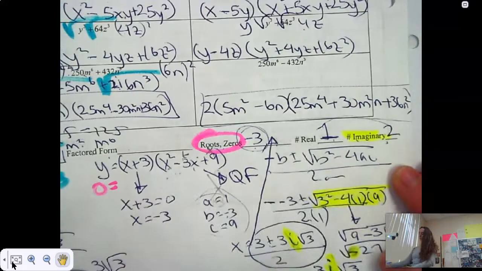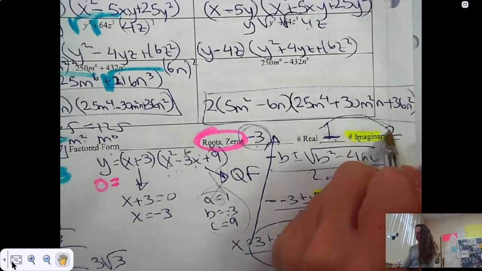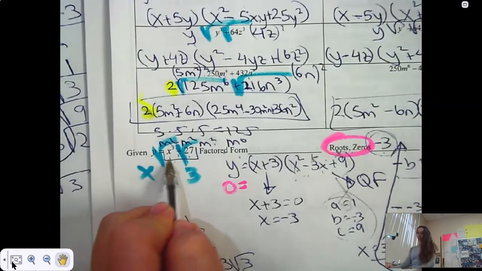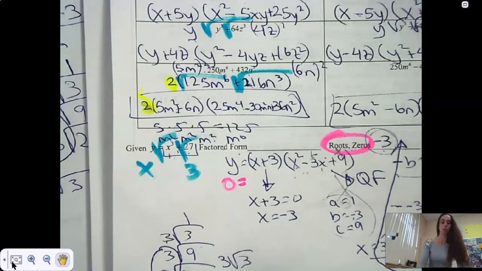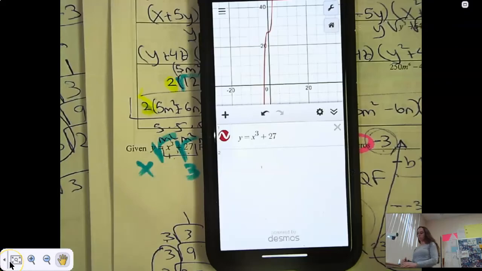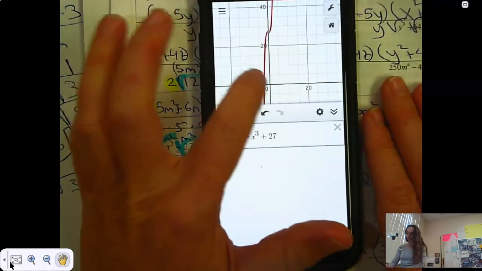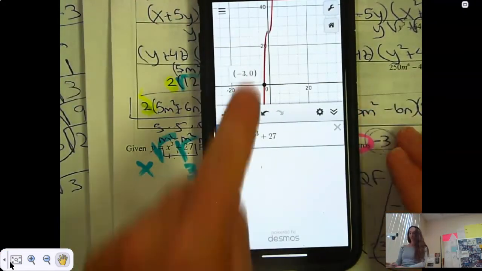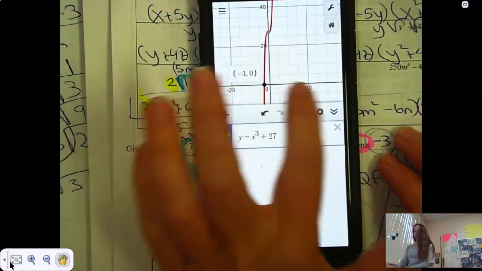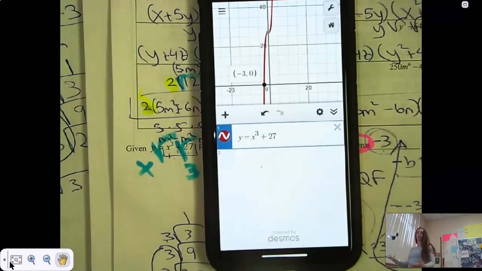Okay? Now if you look, 1 plus 2 is 3, and it's a cubic function. So I'm going to grab my Desmos real quick and show you something. One sec. So I took this and I graphed it into Desmos, and if you look, it crosses 1 time. It crosses at -3, that's my real answer. But if you look, it doesn't cross the x-axis any more times.